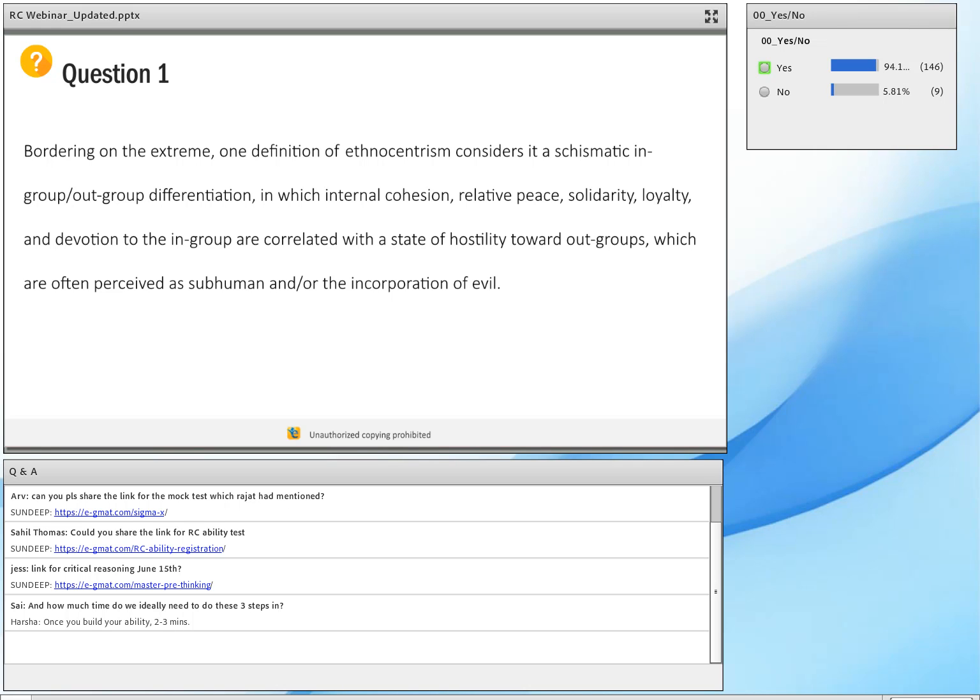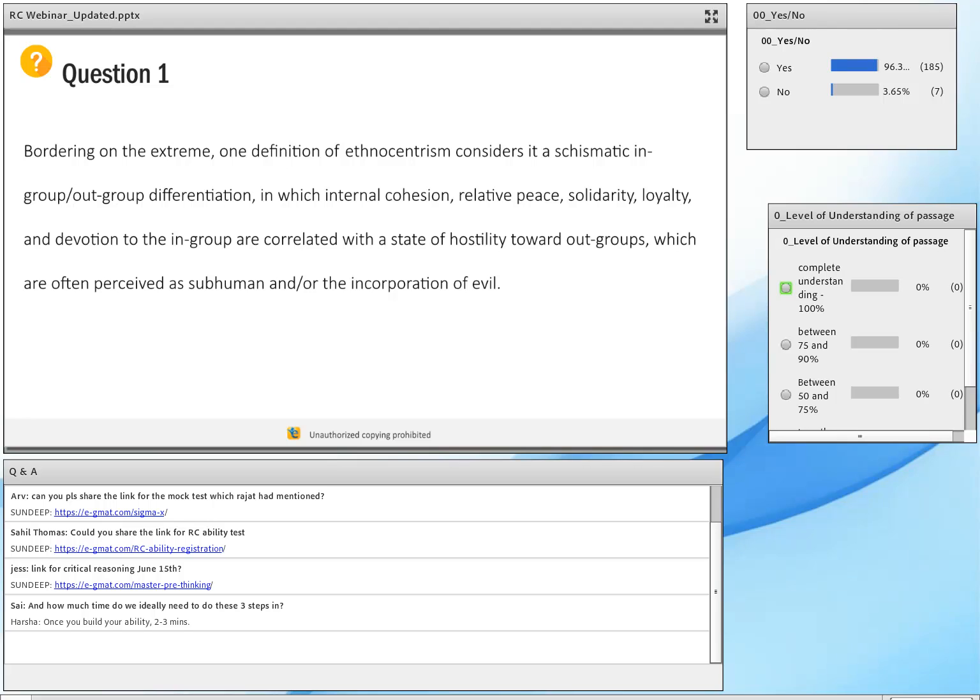All right, last 15 seconds, guys. And now I'm going to ask you, what's the level of understanding you think you have of this passage? Short passage over here. All right, let's get to this. Perfect.